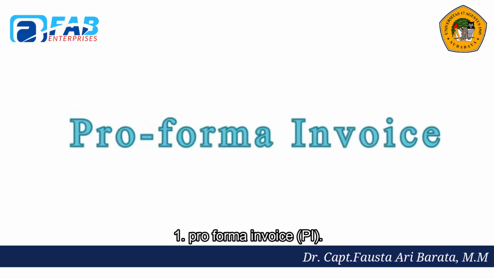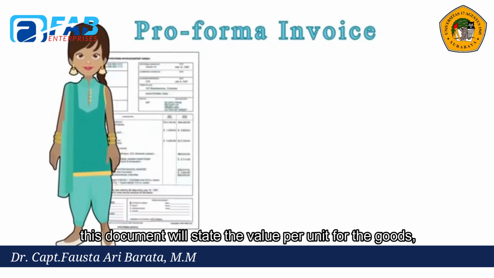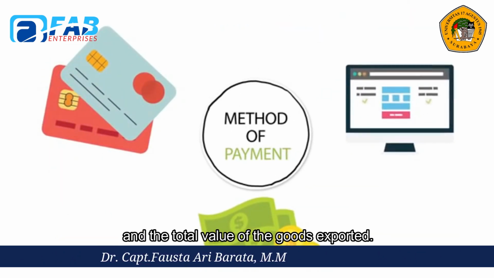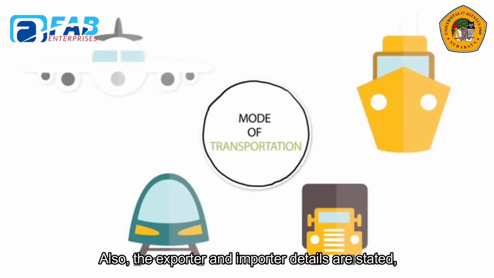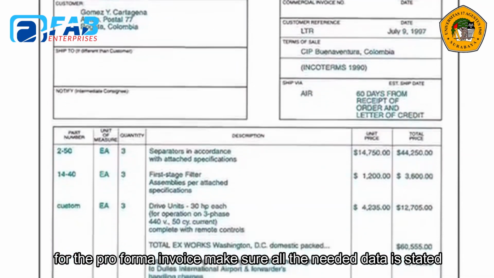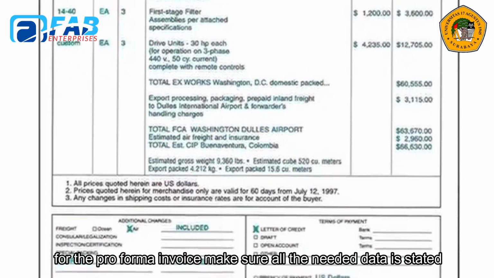1. Pro forma invoice, PI. This document will state the value per unit for the goods, and the total value of the goods exported. Also, the exporter and importer details are stated. There is no formal format for the pro forma invoice. Make sure all the needed data is stated.